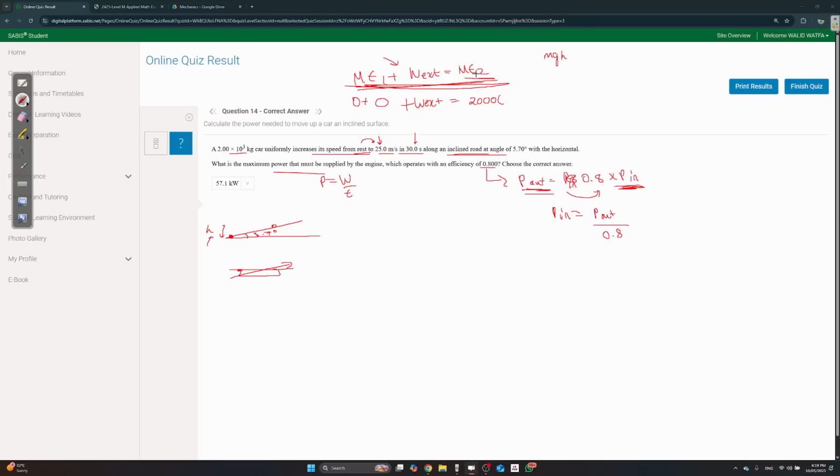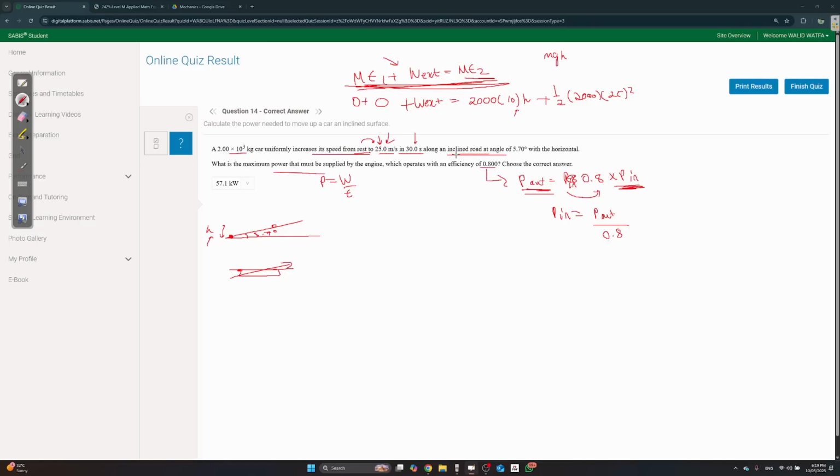So ME2: potential energy is mass times g, which is not given, so we're just going to use 10, times the height. This height we can find in a bit. Plus kinetic energy, which is half times the mass, 2000, times its velocity squared, 25 squared. Okay, so we can now find W external, but one thing is missing, which is that we need the height.